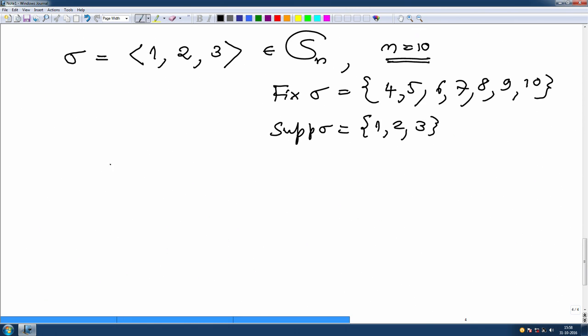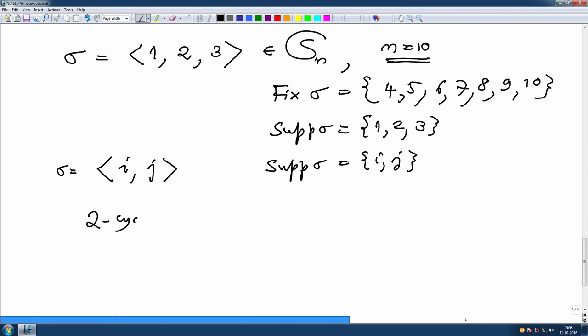Or for example, you may write (i j), this is sigma, then obviously the support has only 2 elements, i and j, and the letters which do not appear here, they are fixed. That is why they are called fixed points. Also, the 2-cycles are called transpositions.